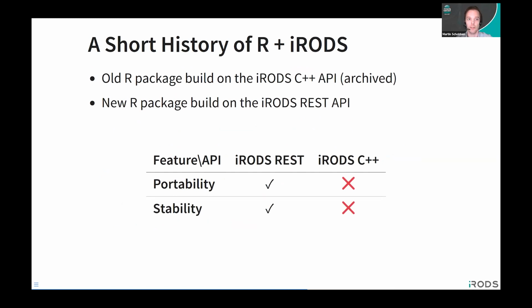Now, a short history of R and iRODS together. Some of you might know that there was already an R package in the past that used the iRODS C++ API. It's nowadays archived, this Git repository. And so the new package builds around the iRODS REST API. I think this table that I made here is maybe a simplification, but in terms of portability, that of course means a big deal, because now it will be easier to use it also on Windows and Mac OS. And also in terms of stability, it's probably better because you only have a minimum amount of logic that wraps around these endpoints of the REST API, whereas the bindings with the other API were quite comprehensive and complex in some cases.